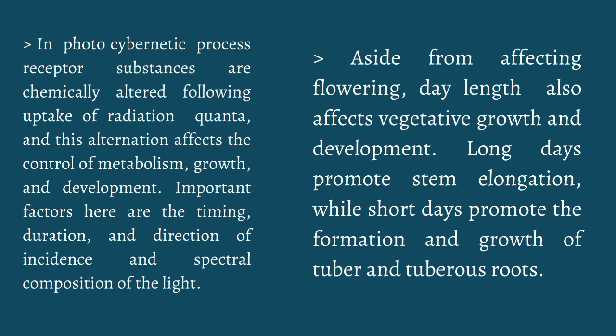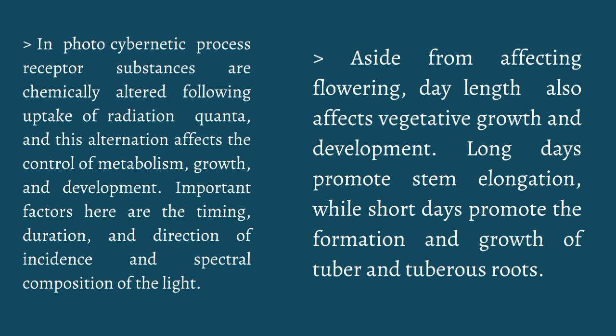and synchronized development in the cycle with the light or dark alternation and the season of the year is what we call photoperiodism. So aside from affecting flowering, day length also affects vegetative growth and development. Long days promote stem elongation, while short days promote the formation and growth of tubers and tuberous roots.